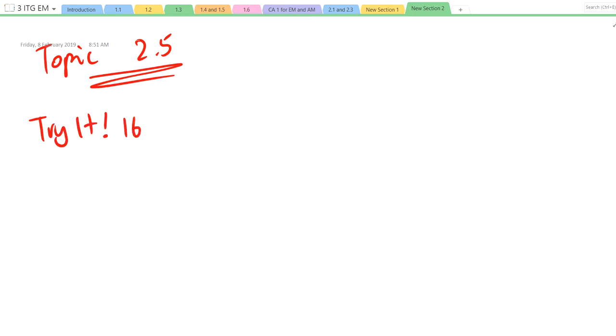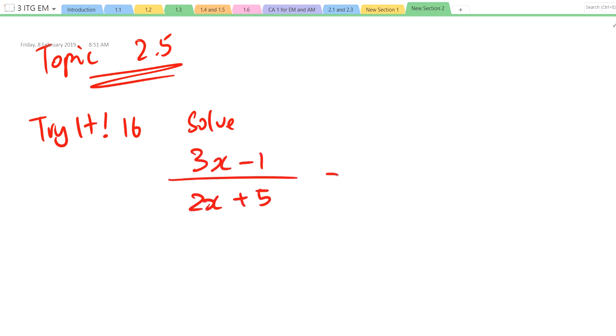Okay, so you have one example that you can read by yourself. Example 16. I will do try it 16 now. Solve the equation 3x minus 1 over 2x plus 5 equals to x minus 3 over x plus 4. Okay.